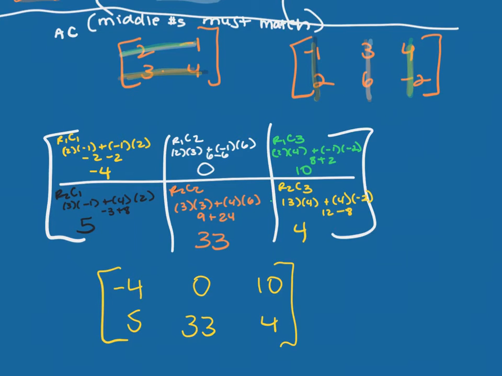What do you mean middle must match? Like this is a 2 by 2, and this is a 2 by 3. The middle two numbers have to match in order for it to be able to be multiplied. If they didn't match, then you couldn't multiply them. And remember, order of the letters is important. Like A times B is different than B times A.